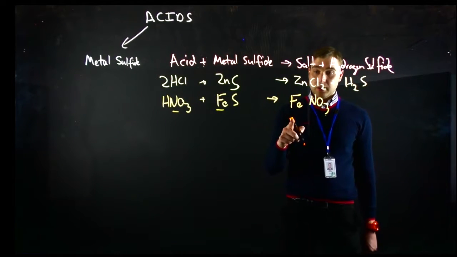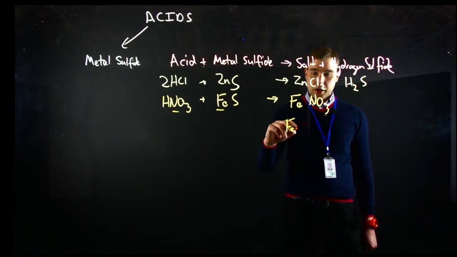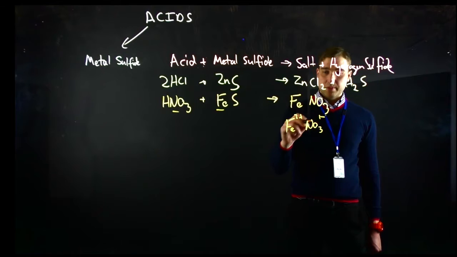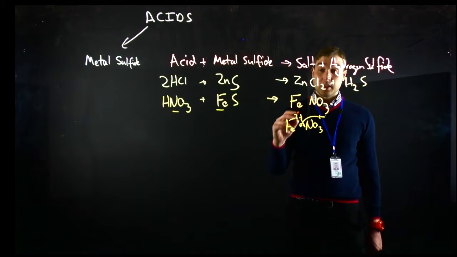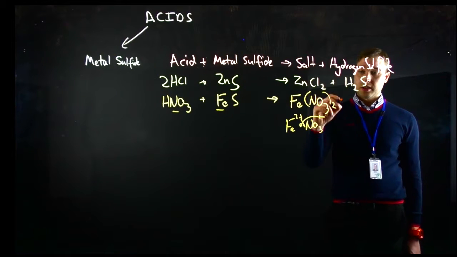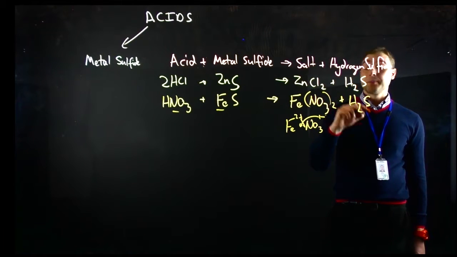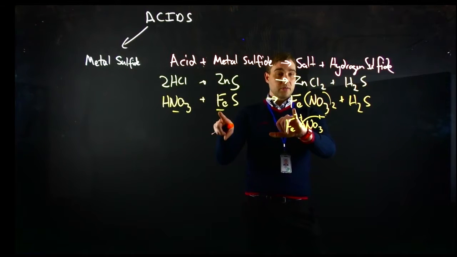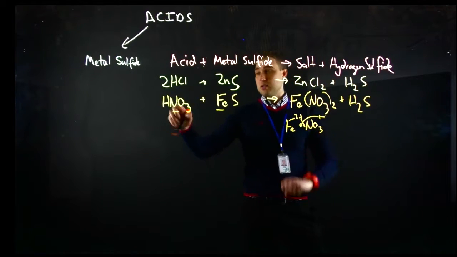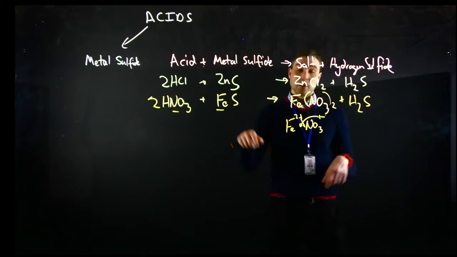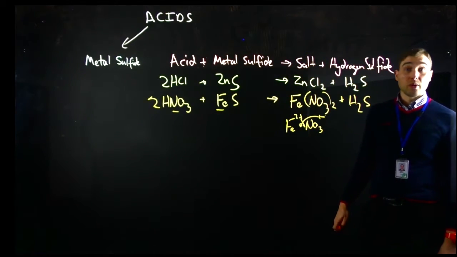So I've got a problem because ferrous ion has a charge of 2 plus, nitrate ion has a charge of 1 minus, so again we need to criss-cross. We get Fe(NO3)2, so 2 nitrates plus hydrogen sulfide. Let's check for balancing. So 1 Fe, so 1 iron, 2 nitrates, only 1 nitrate, so we need to double that one. 2 hydrogens, 1 sulfur, 1 sulfur. So I think we're balanced now.